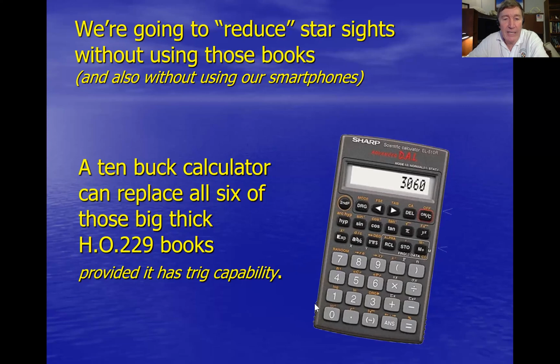So did you guys get the email that I sent you late last night asking you to get a scientific calculator? Yep. And you have it with you? Okay, good. All right, so that will make it very easy to do what we need to do tonight.